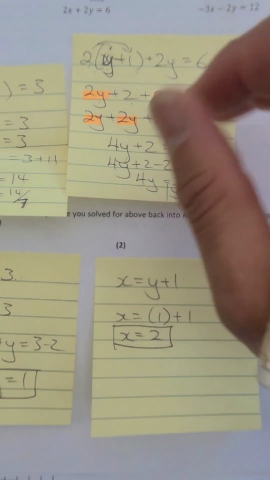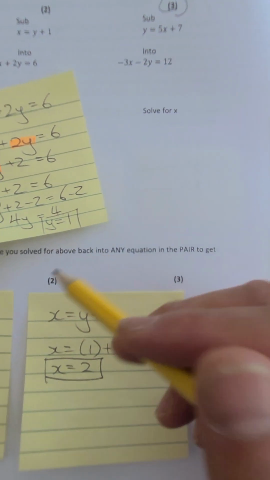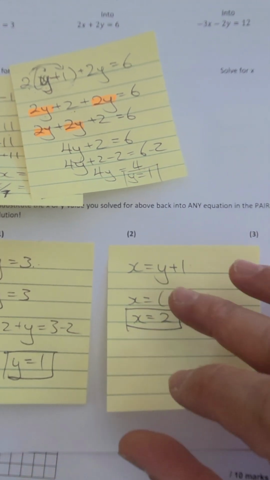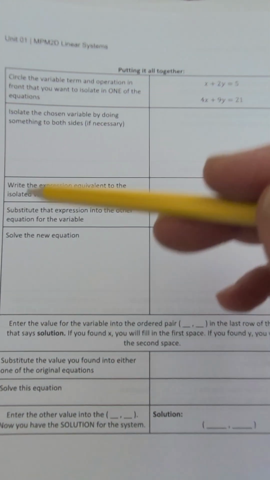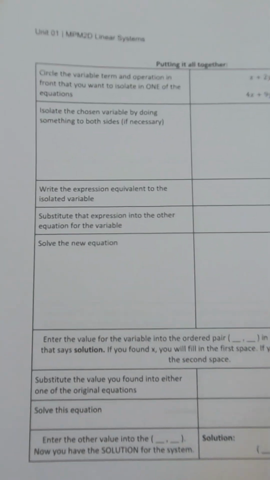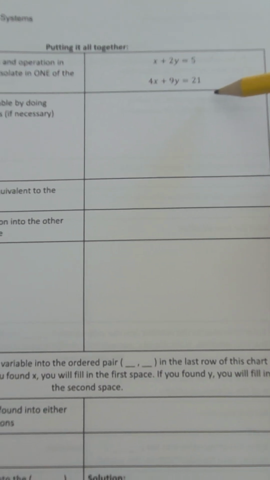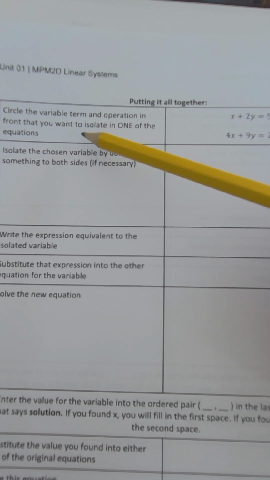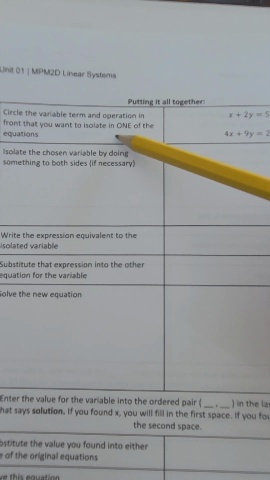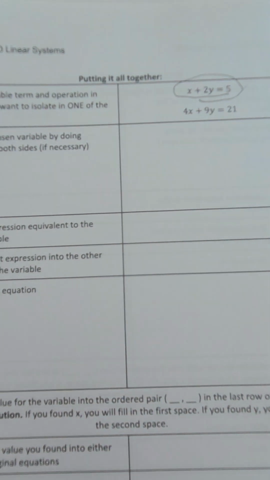Now, for homework or classwork, I'm going to ask you to do this question here. Do it this way, the same as what I showed you in the two previous examples. And I'm going to ask you to do this one here. Let me explain a little in terms of what you're supposed to do. You're given two equations. The first step: circle the variable, term, and operation that you want to isolate in one of the equations. Looking at this right now, this will probably be the easier equation to isolate.